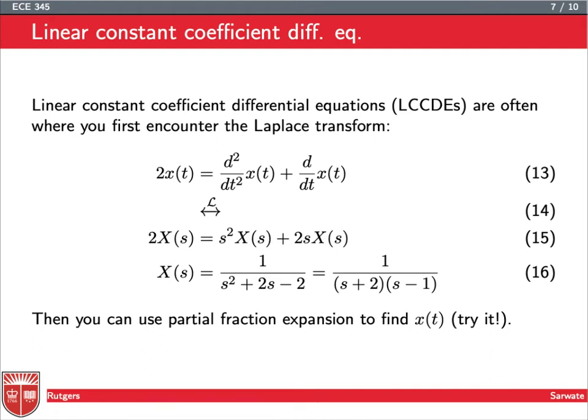We get X(s) over here. We get s²X(s) because we're taking two derivatives, and we get 2sX(s) because we're taking one derivative over here, and there's a coefficient of 2. Then you can gather like terms and rewrite X(s) as 1 over s² + 2s + 2 − 2, which is 1 over (s + 2)(s − 1). Then you could use partial fraction expansion to find x(t).